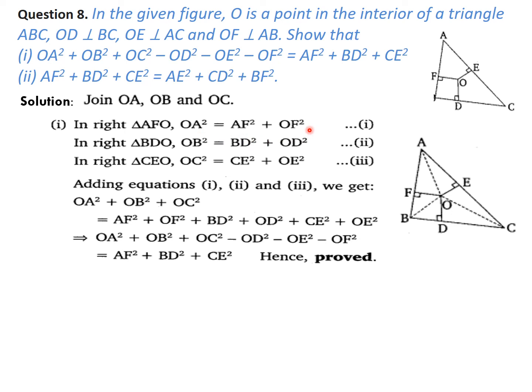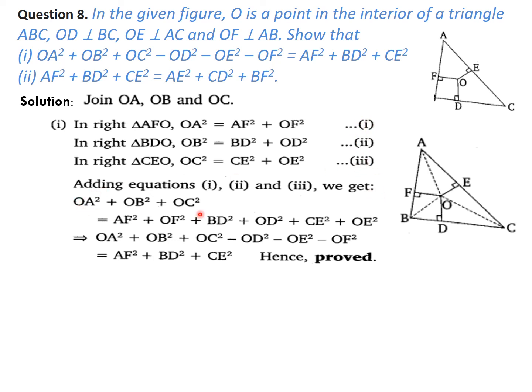Similarly, we can take triangle BDO. So in triangle BDO, we can write down OB square is equal to BD square plus OD square, because D is 90 degrees right here. And in triangle CEO, we get OC square is equal to OE square plus CE square. So mark them as 1, 2 and 3.